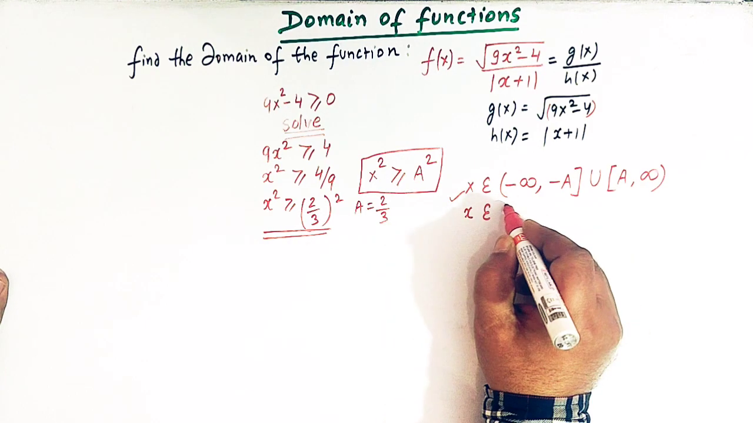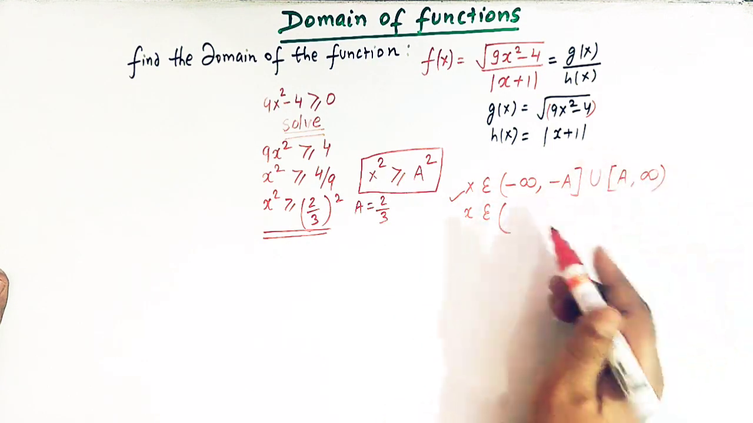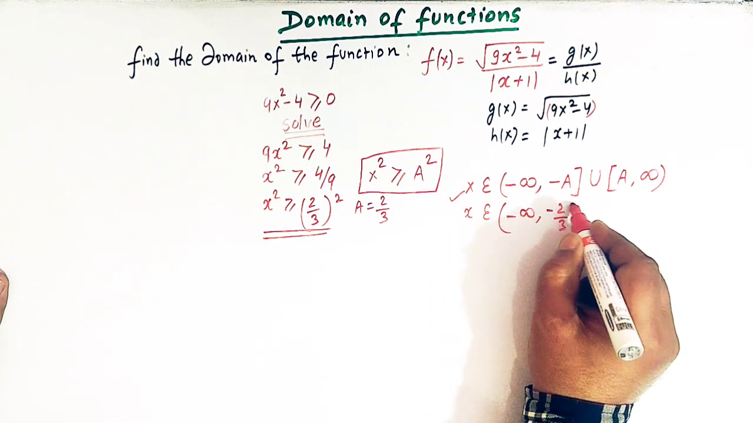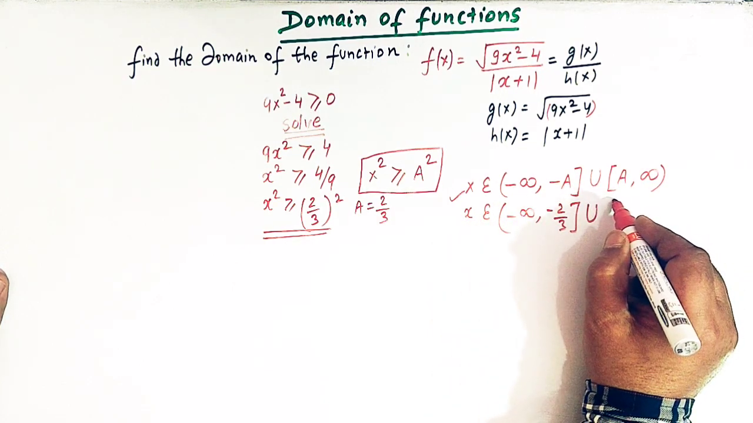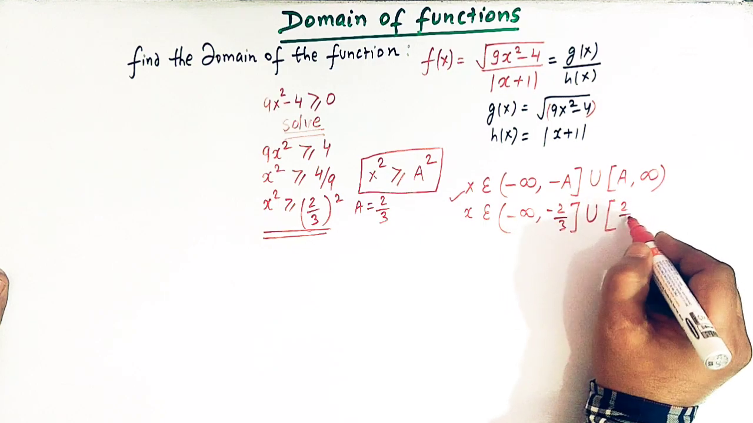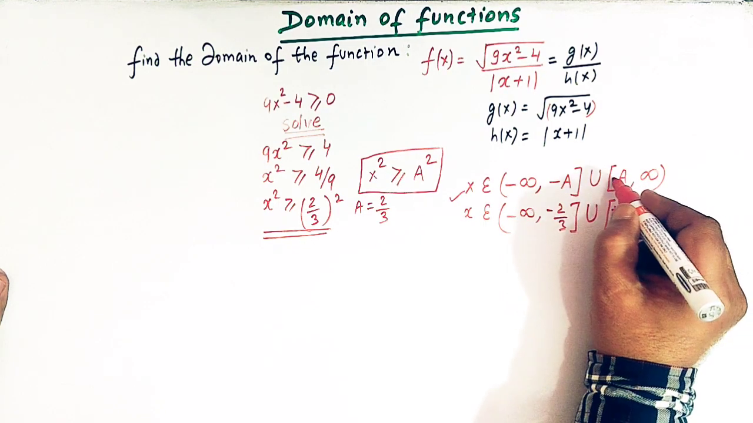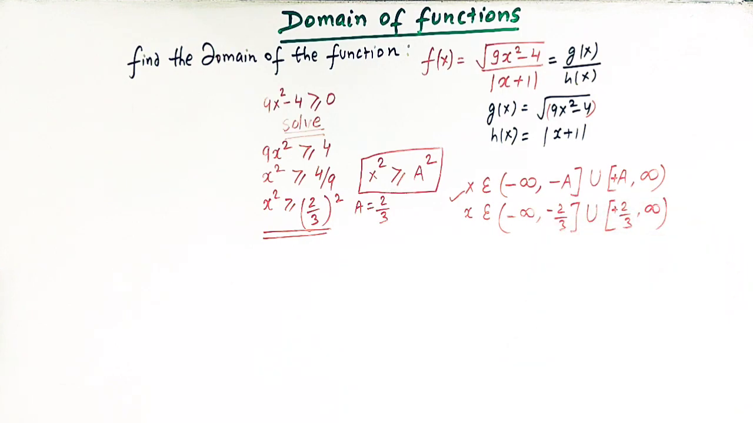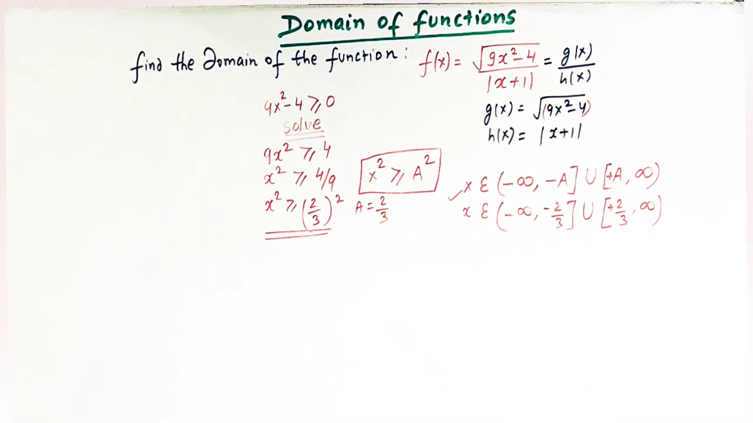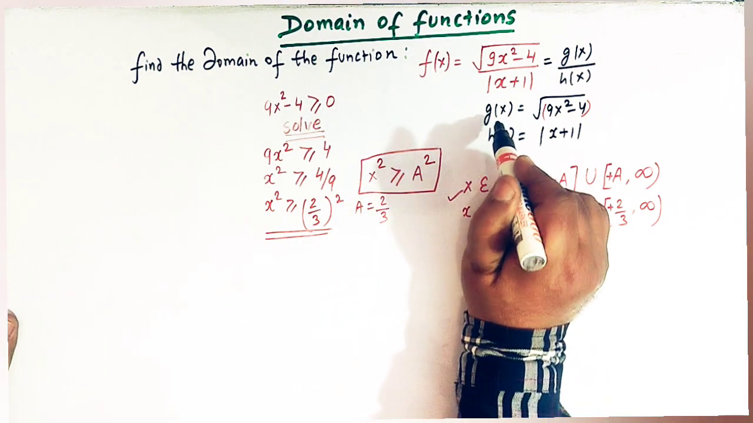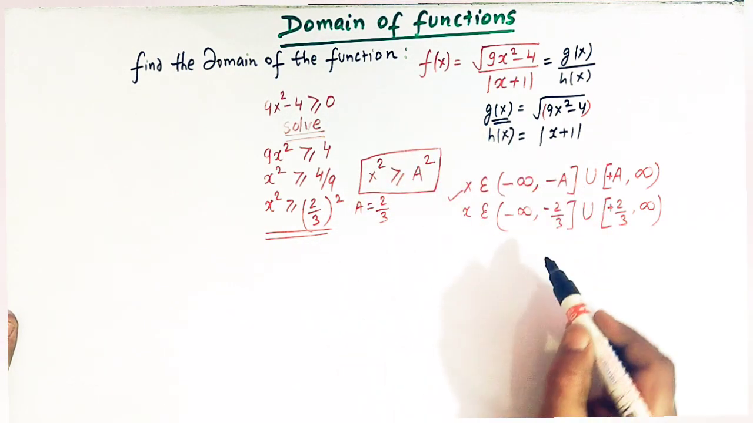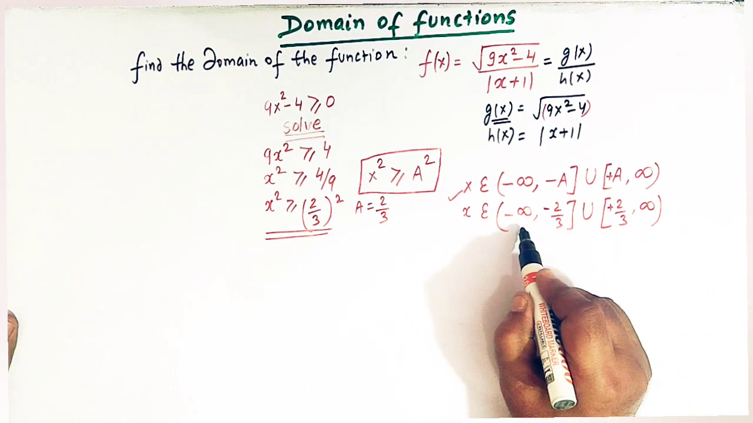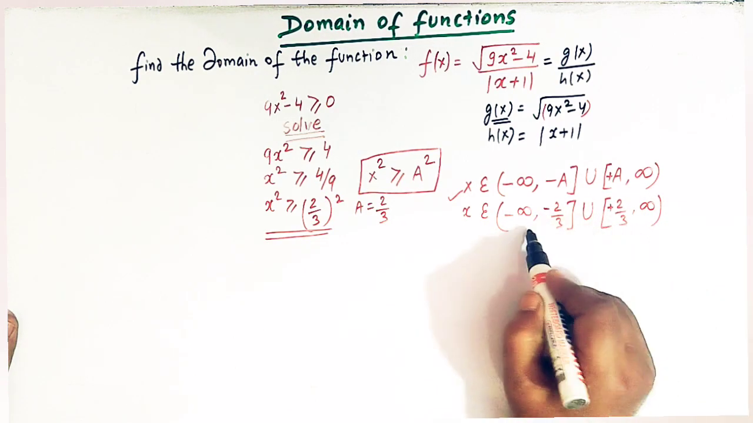So in this case, if we utilize this result, then the solution of this inequality can be written as x belonging to the interval minus infinity to minus 2 by 3, and then union, and here we have 2 over 3, that is positive 2 over 3, to infinity, right? So the domain of this function g of x is given by the union of these two intervals, right?